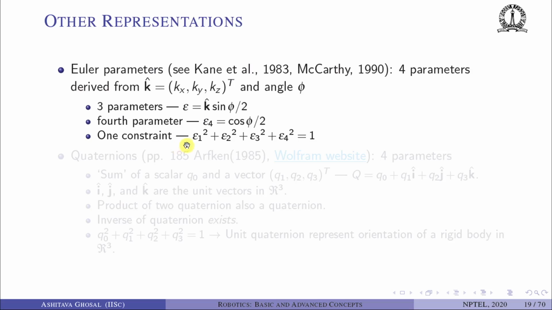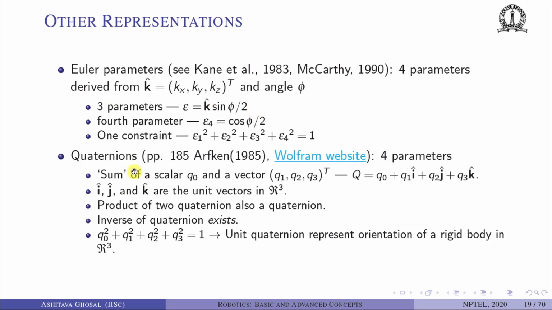Okay, we still have one constraint: epsilon 1 square plus 2 square plus 3 square plus 4 square is 1. So epsilon here is a vector with epsilon 1, epsilon 2, epsilon 3, and epsilon 4, and these are called the Euler parameters. They are derived from k and phi, but not exactly the same as k and phi. And it turns out to have some small advantage because it is sine phi by 2, so we don't have problems of pi basically. If angle phi is pi, sine phi by 2 is still well defined. It is 1, and we can define and derive various things with phi as pi.